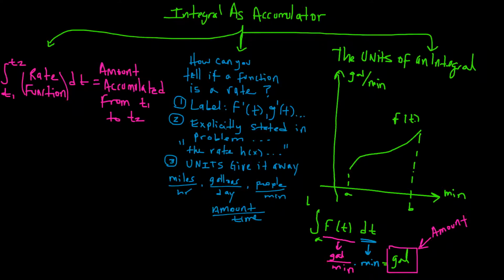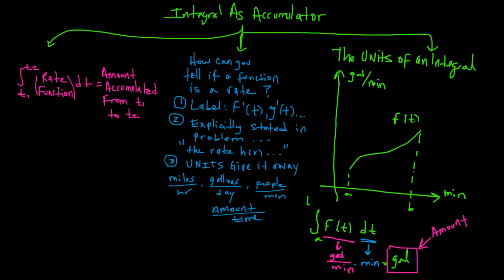So again, just to recap, if you integrate a rate, you get an amount. You know something is a rate because it is labeled as a derivative, or because they tell you specifically it's a rate function, or mainly by looking at the units. Now it could also be a combination.